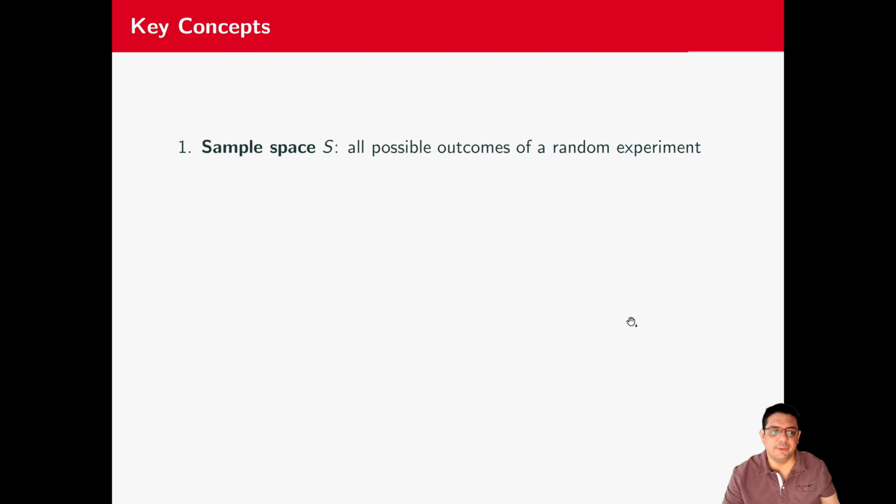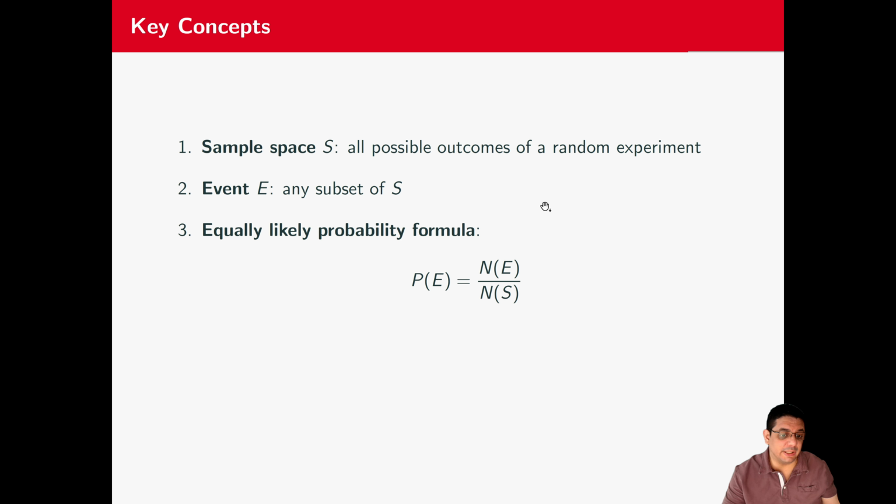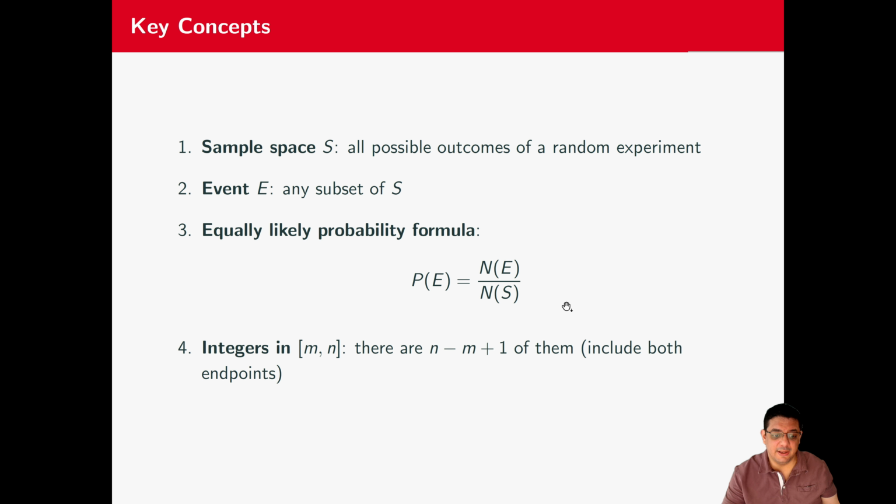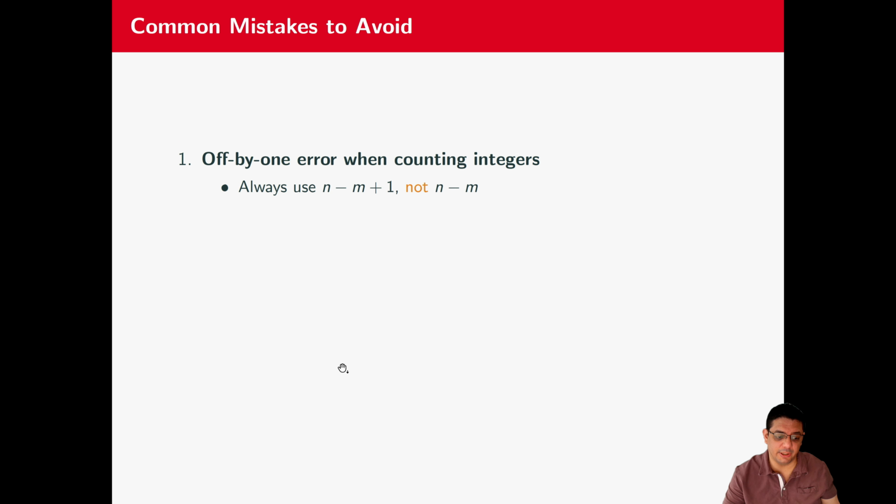All right, so in summary, we have the concept of the sample space where all possible outcomes of a random experiment are occurring. We have an event, which is any subset of the sample space. We define the equally likely probability, which is the probability of the event given by the number of times the event occurs over the total number of elements in the sample space. We learn how to count integers between m and n, which is going to be given by the formula n minus m plus 1, and include both endpoints. So like in this interval here.